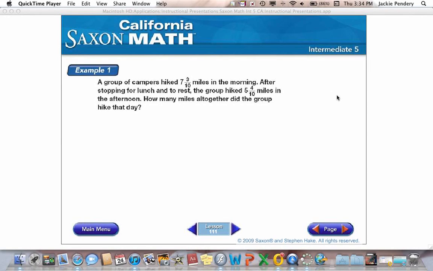Hi everybody, today we're going to look at lesson 111, adding and subtracting mixed numbers. Now we've done a fair amount of this already, so hopefully this will be kind of a review, but let's go through this anyway. Alright, example 1.